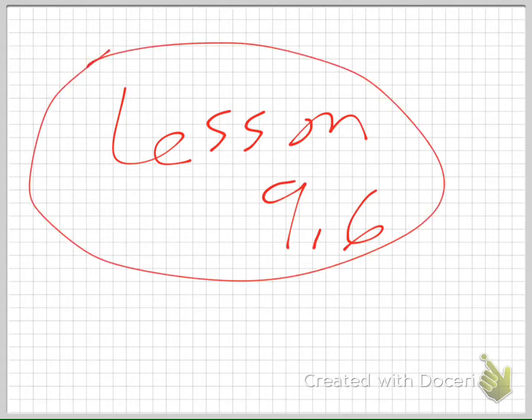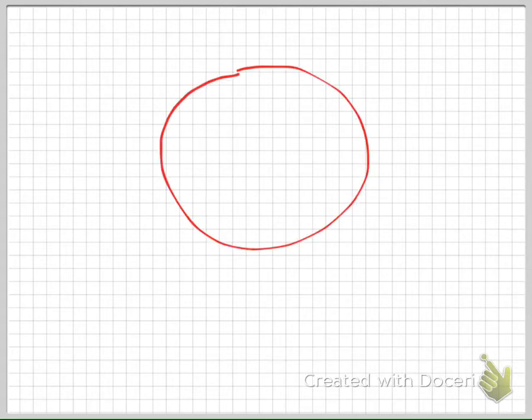All right, this is pre-algebra lesson 9.6, circles. Let me give you the very quick rundown again, right? So here is our circle. Some things you need to know about a circle.